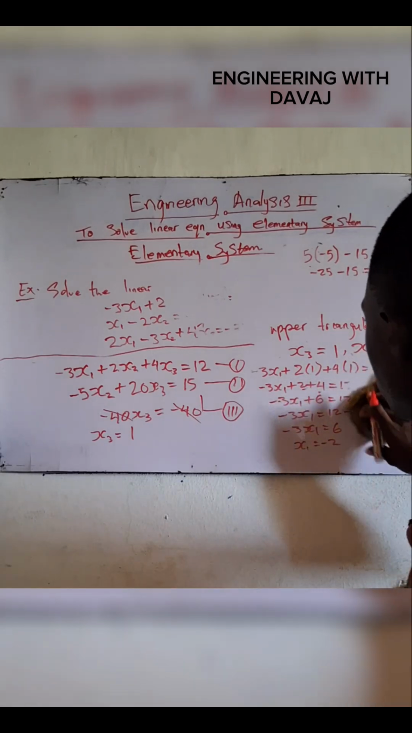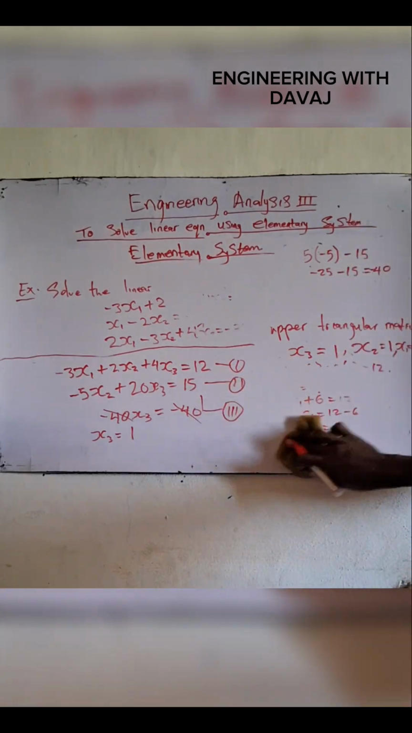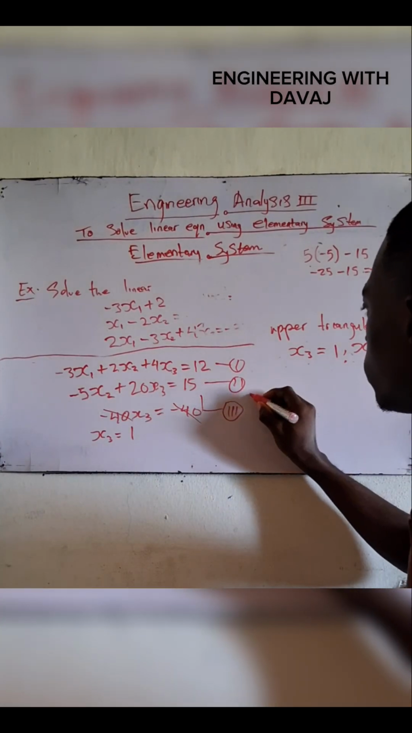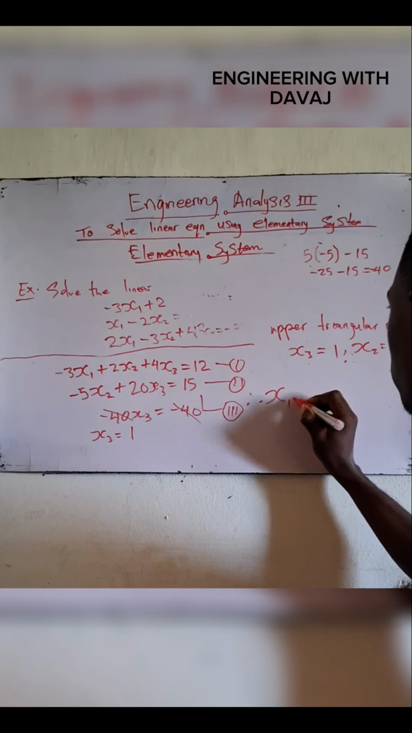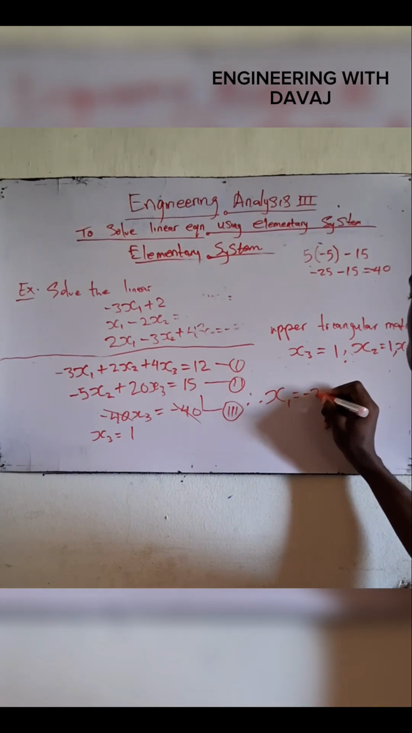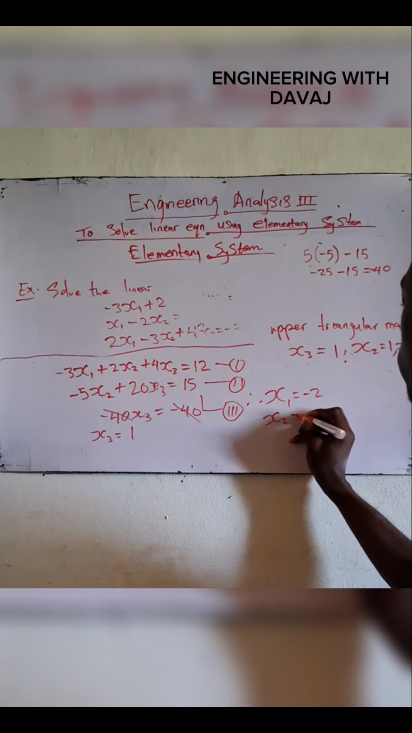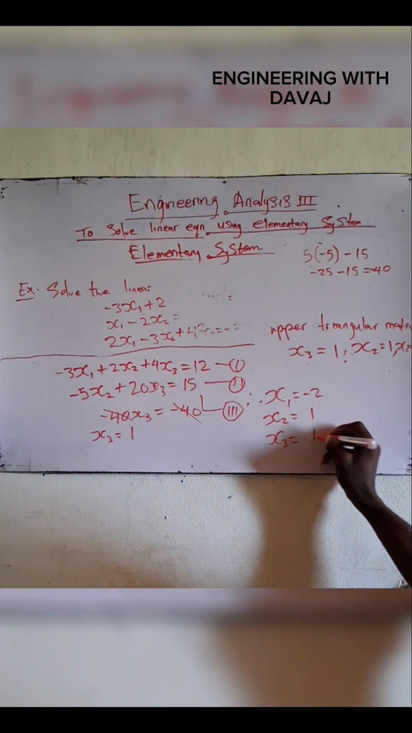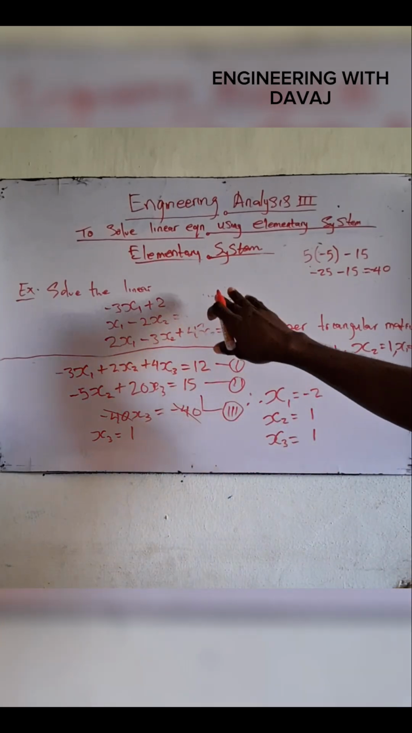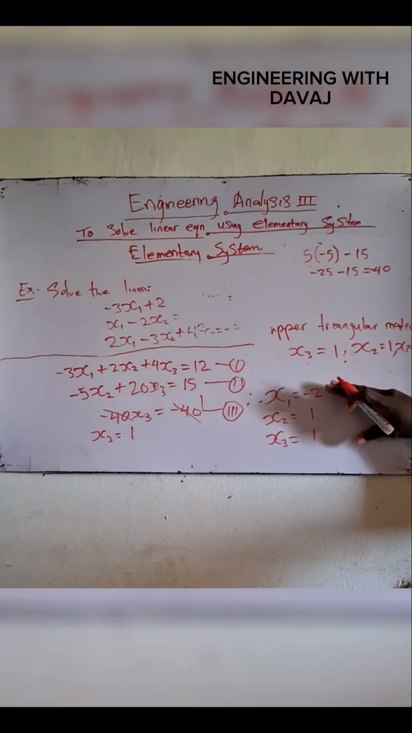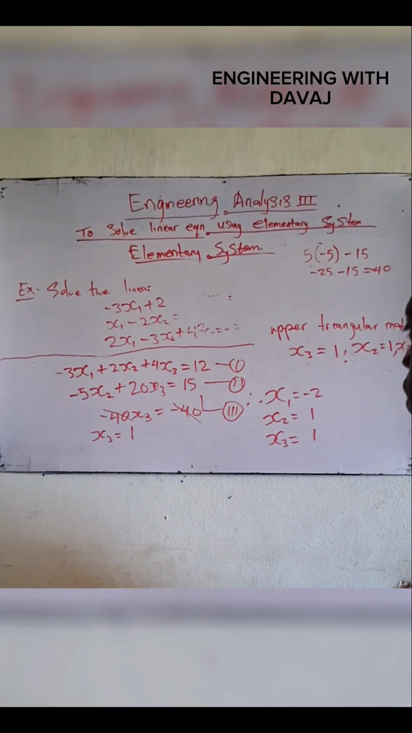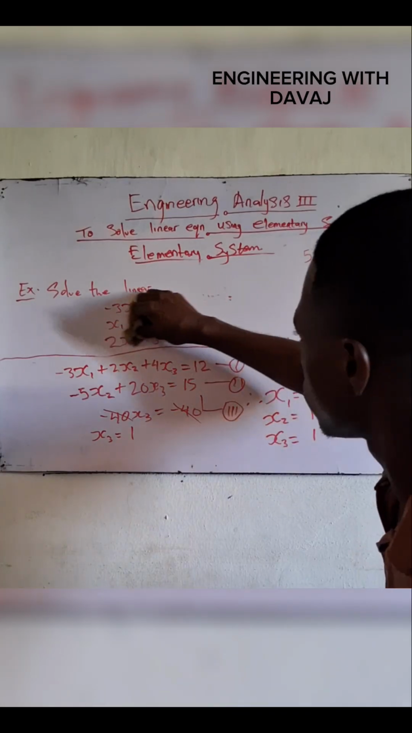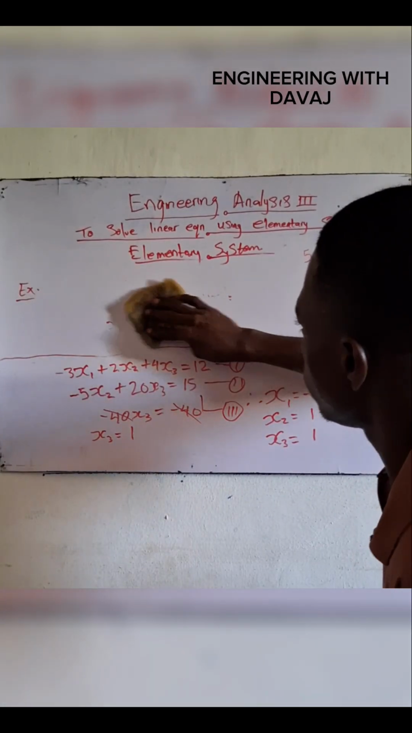So therefore x1 equals minus 2, x2 equals 1, and x3 equals 1. And that is the solution to the linear equation by using the elementary system. To confirm what you have done, whether it is right or wrong, we do this.